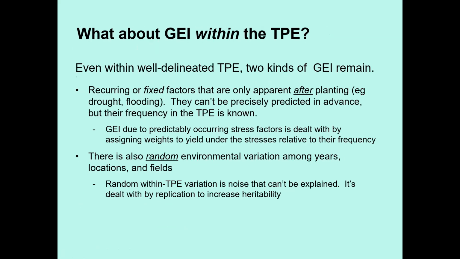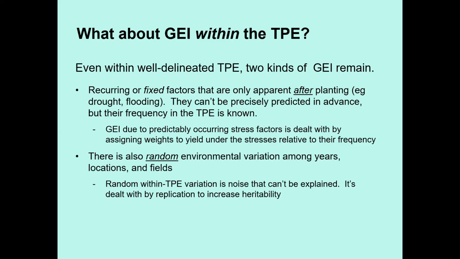Even when you have a well-defined, well-designed TPE, there's still genotype by environment interaction within it. And so the question remains how to deal with that G by E. So there's two types of G by E that occur within a TPE. One is basically recurring or fixed factors that only are apparent after planting. For example, after you planted a tree, you don't know if you're going to have a drought or a flood at a location before you plant, but you do usually know the likelihood of a drought or a flood at that location. So you know the frequency of those types of stresses.